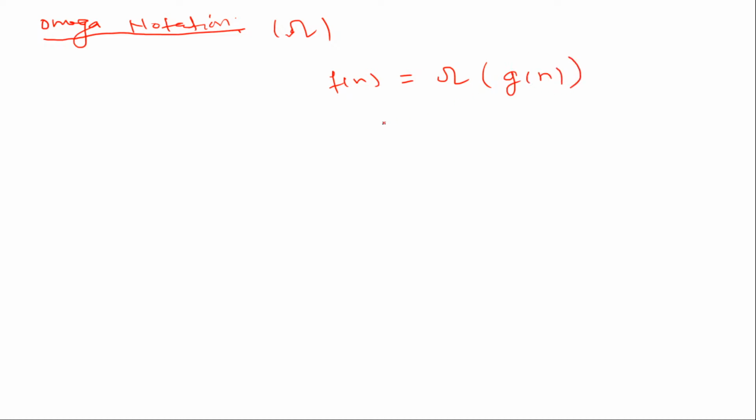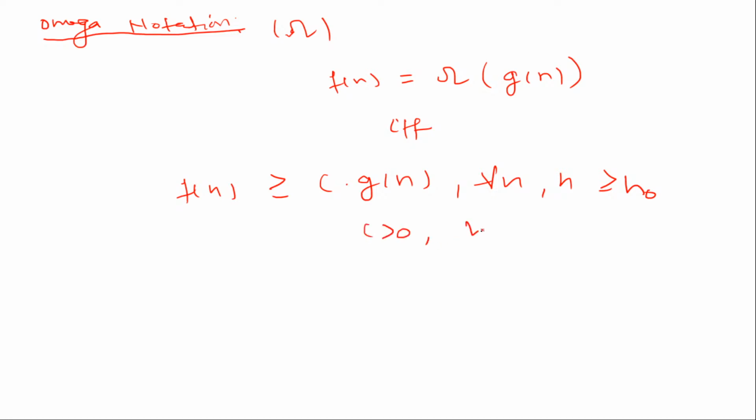Now next we see the omega notation. First we will see the condition: f(n) = Omega(g(n)) if and only if f(n) is greater than or equal to c·g(n) for all n greater than or equal to n naught, where c and n naught are both constants, c is always greater than 0, and n naught is greater than or equal to 1. So this is the condition for omega notation.